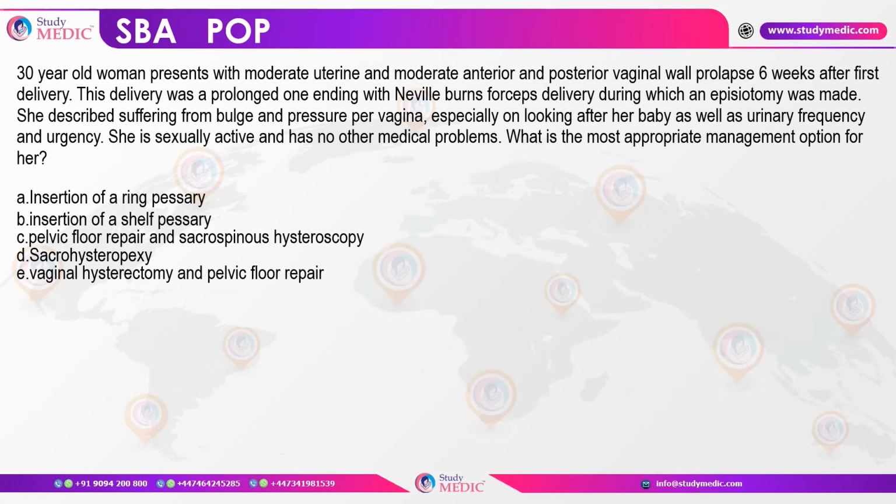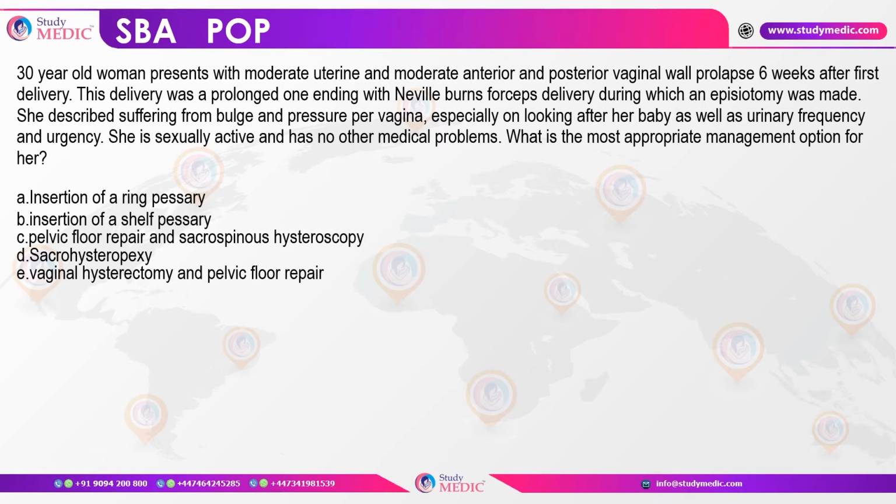A 30-year-old woman presents with moderate uterine and moderate anterior and posterior wall prolapse. She is 6 weeks postpartum after a forceps delivery, and she has symptoms of bulge and pressure in the vagina, especially after she looks after the baby, and she has urinary frequency and urgency. She is sexually active, with no other medical comorbidities. So what would you offer her?